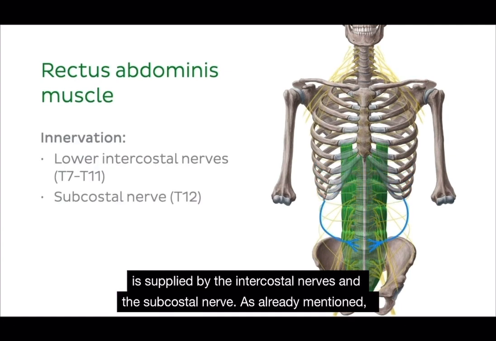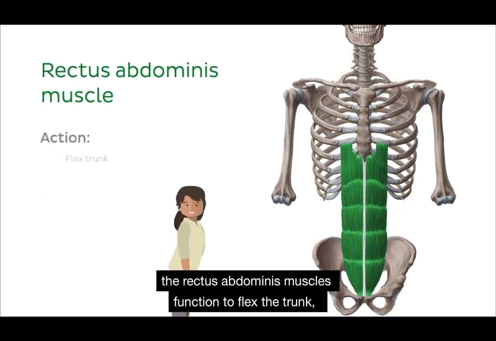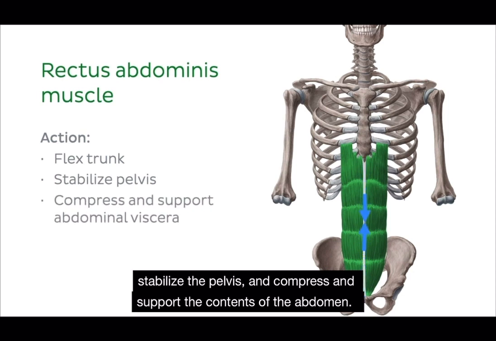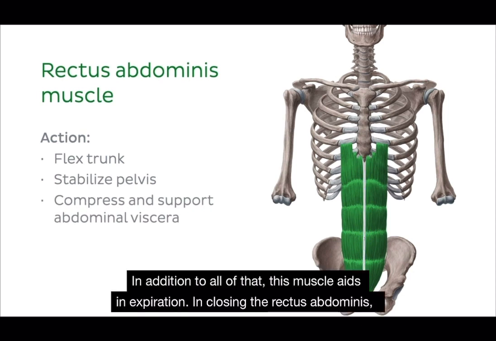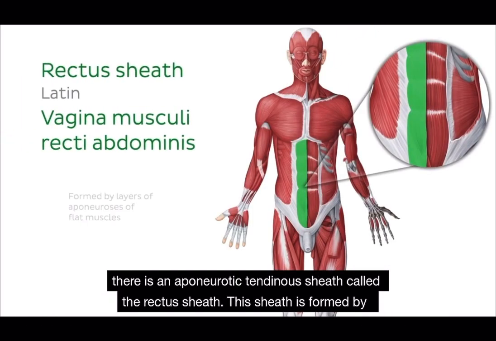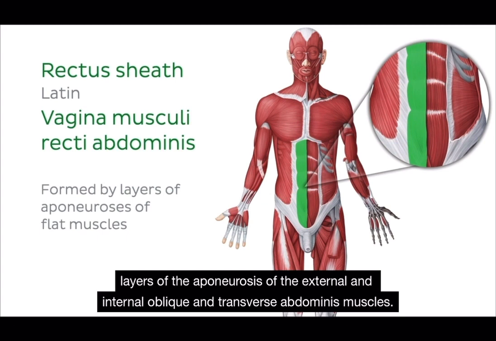As already mentioned, the rectus abdominis muscles function to flex the trunk, stabilize the pelvis, and compress and support the contents of the abdomen. In addition to all of that, this muscle aids in expiration. Enclosing the rectus abdominis, there is an aponeurotic tendinous sheath called the rectus sheath. This sheath is formed by layers of the aponeuroses of the external and internal oblique and transverse abdominis muscles.